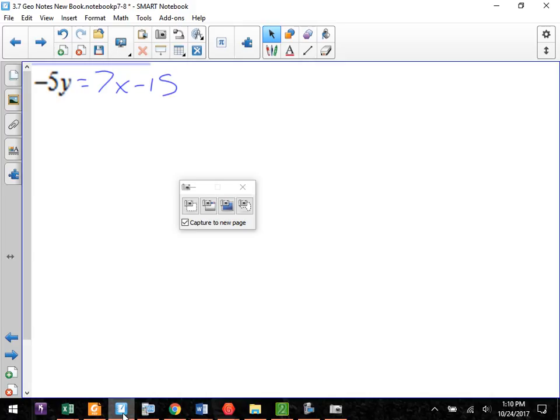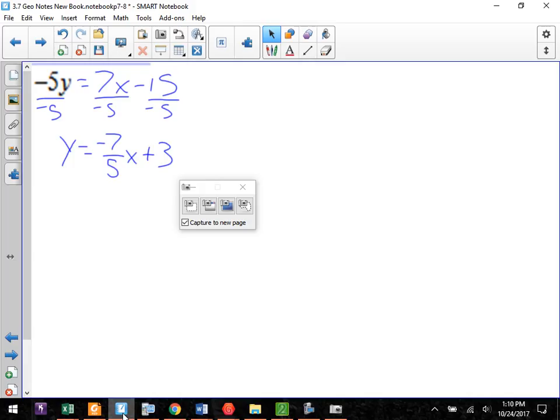Divide by negative 5. What am I dividing by negative 5? Everything. Good. Negative 15 divided by negative 5? Go from there.